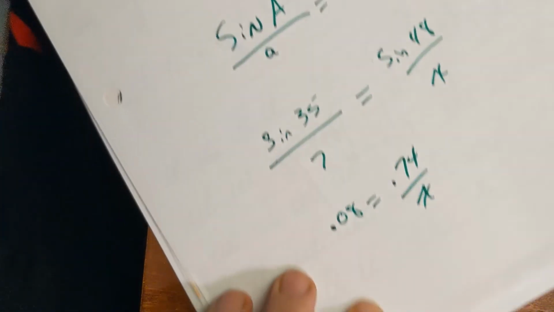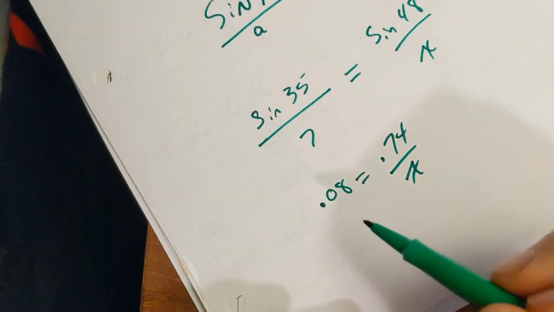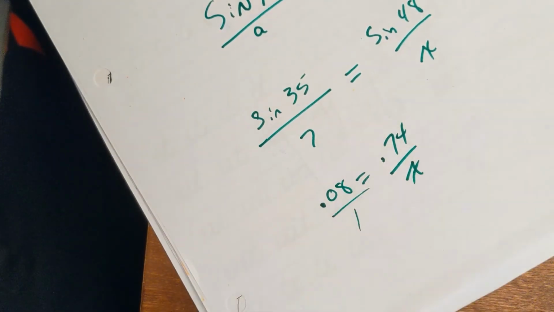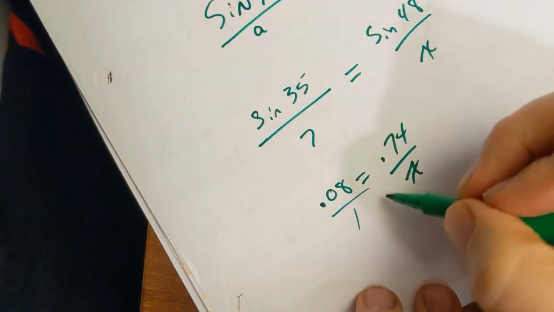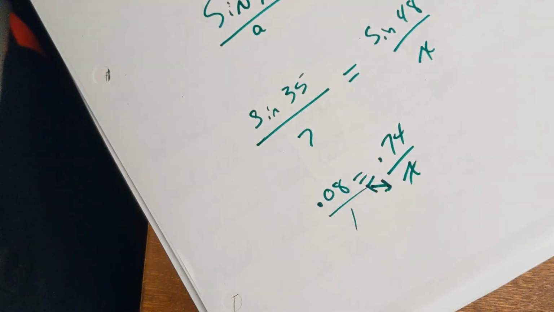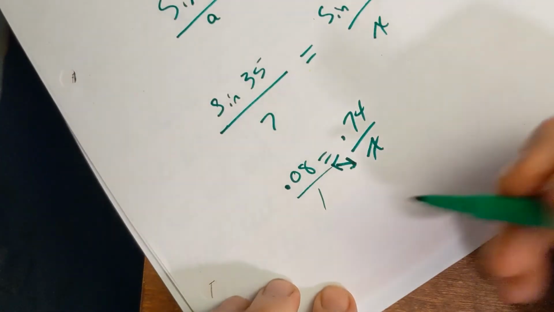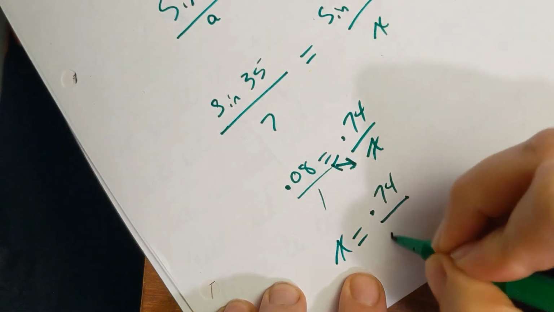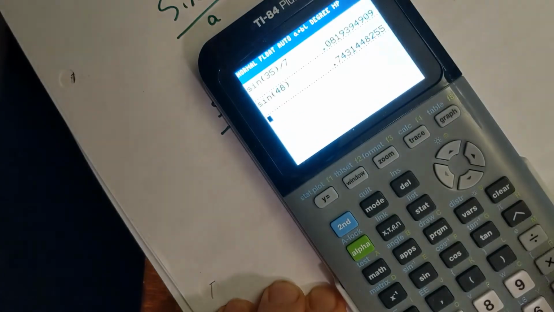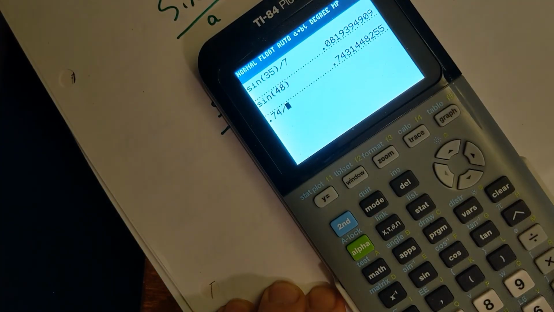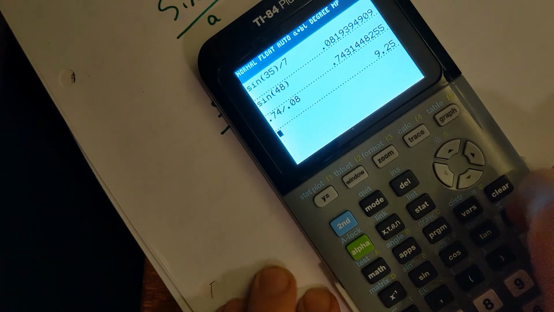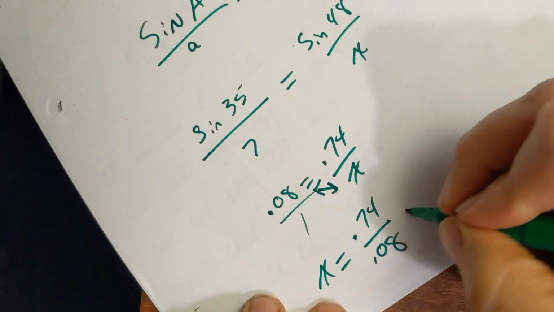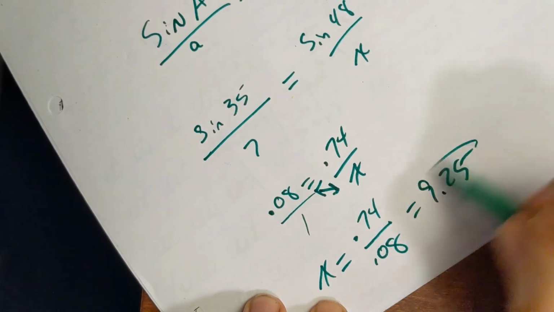0.74 over x. Now, the quick, easy algebra trick here is we know that I can put this over 1 and cross multiply, divide, those kinds of things. The easiest way to do it to save yourself a step is I'm just going to take these two and flip-flop them. If you want to cross multiply, divide, you can. It's the same idea. But for me, this is just going to become x equals 0.74 over 0.08. So if we do 0.74 divided by 0.08, I get an answer of about 9.25. So I get that this is 9.25.